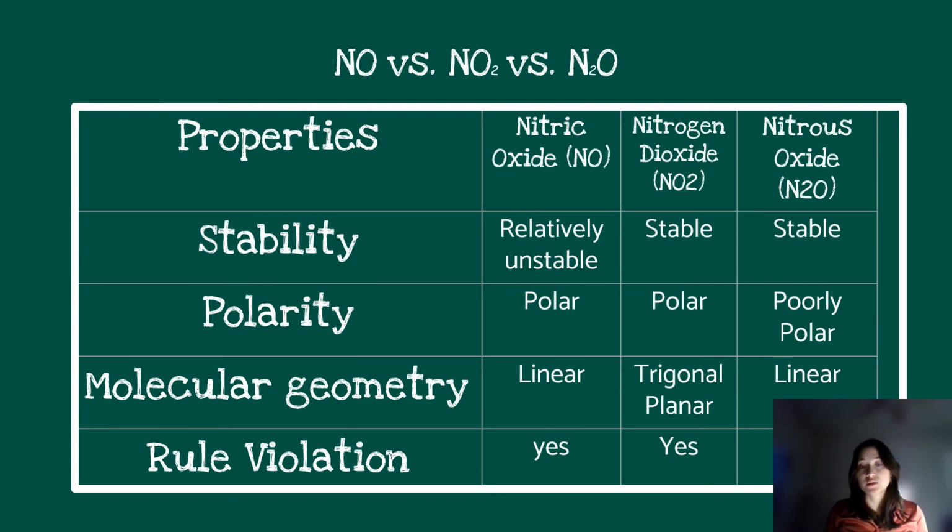Now let's compare and contrast the properties within nitric oxide, nitrogen dioxide, and nitrous oxide. In nitric oxide, we see that its stability is relatively unstable, but nitrogen dioxide and nitrous oxide are both stable. With the polarity, we see that nitric oxide is polar, nitrogen dioxide is also polar, and nitrous oxide is polar, but it's poorly polar. Molecular geometry, nitric oxide is linear, nitrogen dioxide is trigonal planar, and nitrous oxide is linear as well. Nitric oxide's rule violation is yes, nitrogen dioxide is also yes, but nitrous oxide is no.